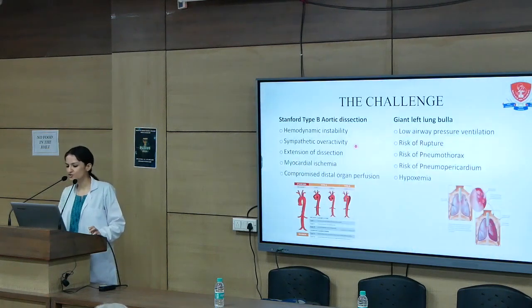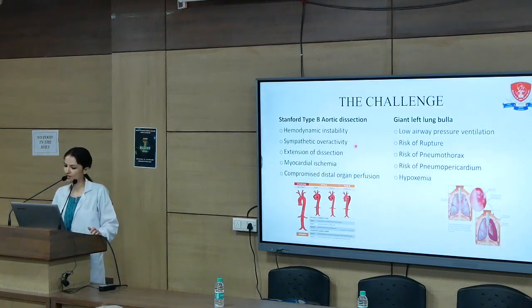Our two main challenges were Stanford type B aortic dissection and giant left lung bulla. The aortic dissection presented with life-threatening hemodynamic instability coupled with extreme sympathetic overactivity. We were also prepared to deal with complications involving extension of dissection, myocardial ischemia, and compromised distal organ perfusion.